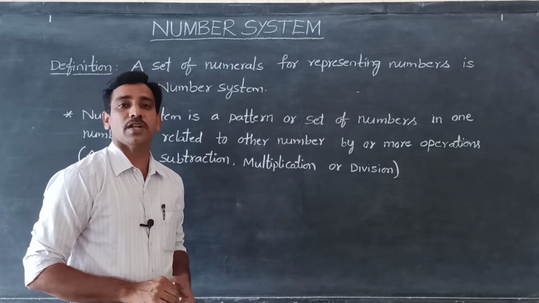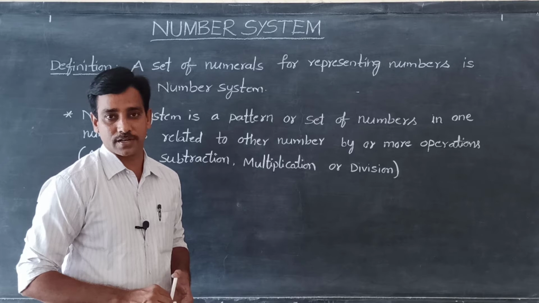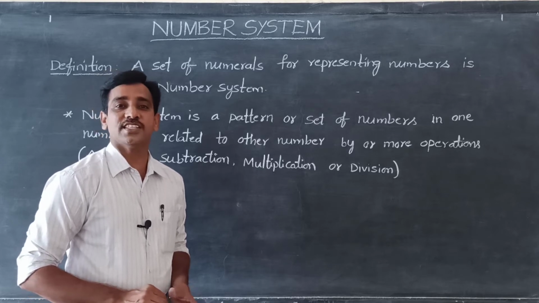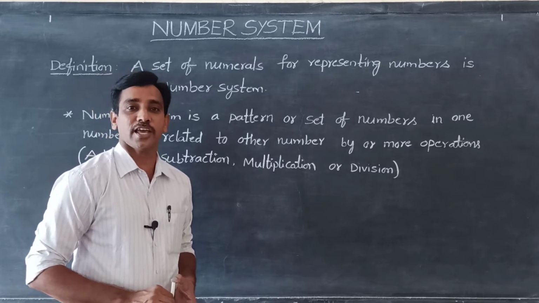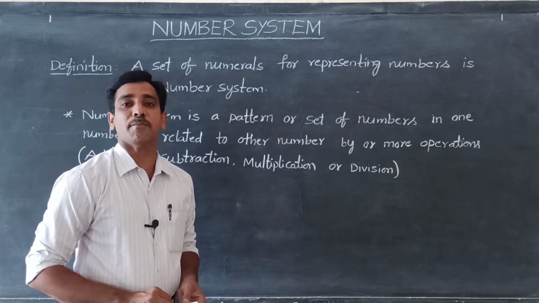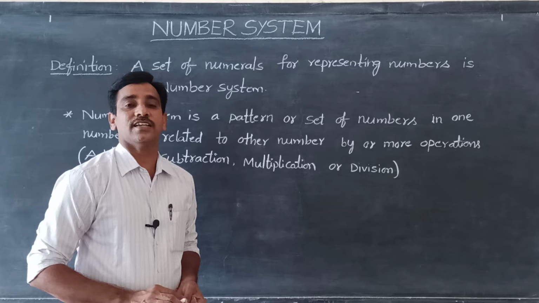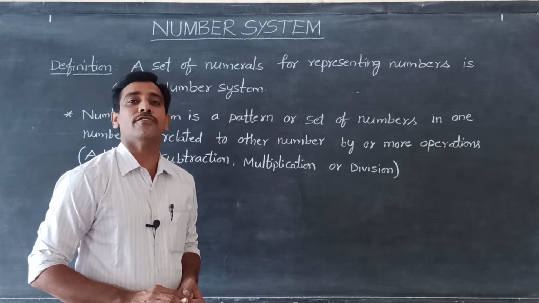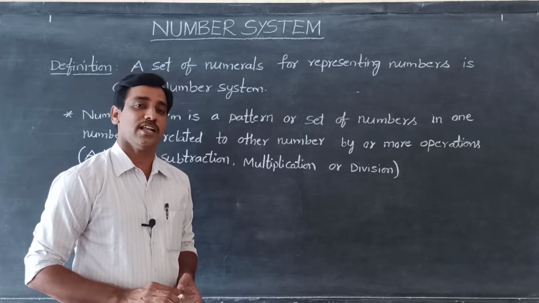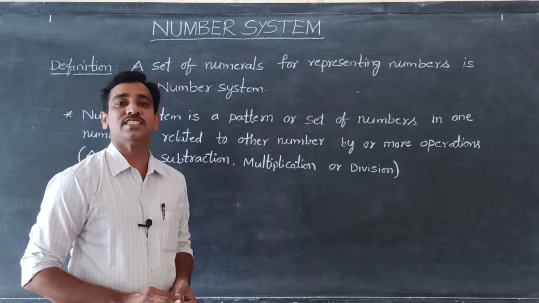Next, numeral. What is numeral? Numeral is the symbol or name that stands for the number. Simply we say that numeral is the symbol of a number. Next, what is a number?